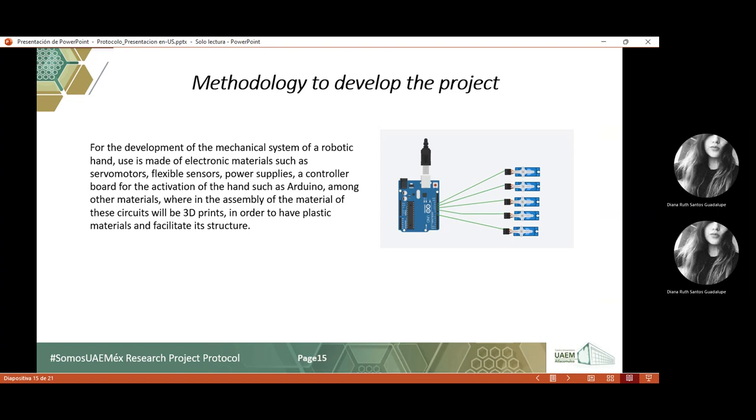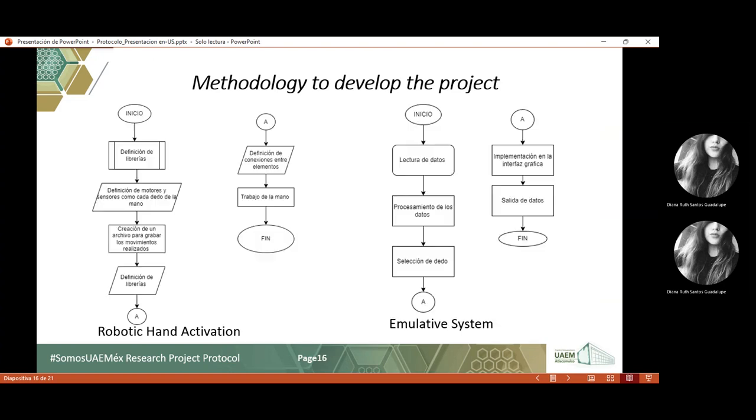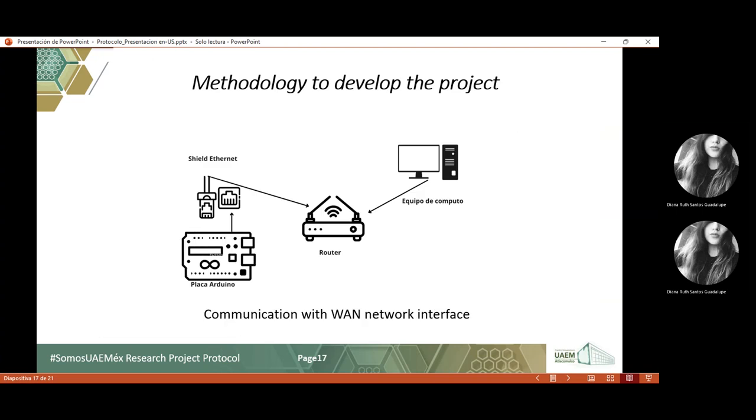For the development of the mechanical system, a robot hand is used, made of electro material with resistance, power supplies, and a control board for the activation of the hand, such as Arduino, among other materials. It is also considered a process for the activation of the robotic hand where a file is created in which the movements made by the robot hand are saved. This will be implemented with the emulated system that will serve to control the robot hand. To carry out the communication between the robotic hand and the emulated system, an Ethernet shield is used that is connected to the Arduino board itself, which is connected to a router, where the computer that contains the emulated system is connected to the same router.